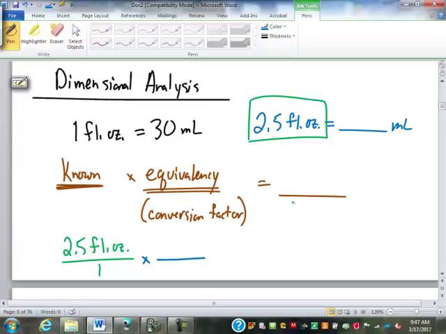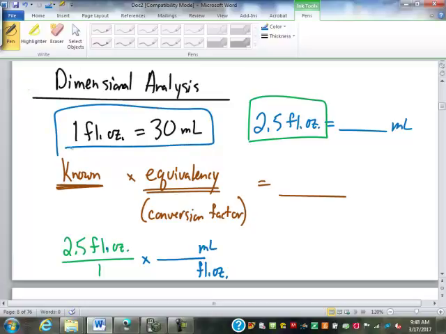Now in the equivalency here, in this conversion factor, remember we need the units to cancel out. So that tells me that we have to have fluid ounces on the bottom of this conversion factor. So the milliliters are going to go on top, because our equivalency is 1 fluid ounce equals 30 milliliters. So I fill those numbers in.